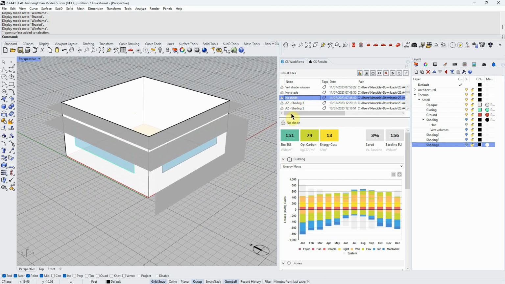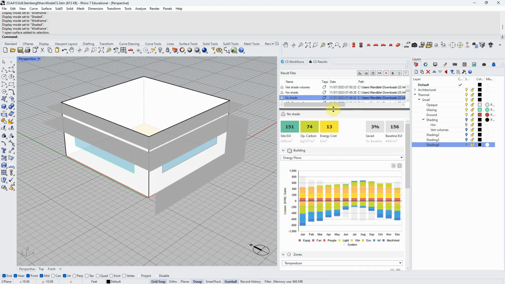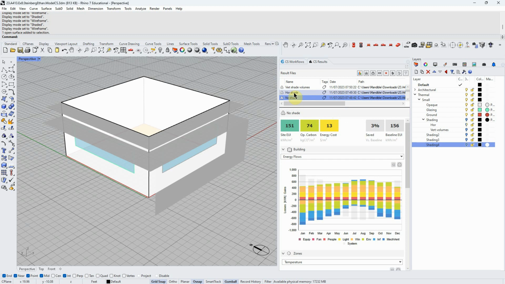So I started with no shade, and this is my output. It makes sense. Then I added the horizontal shading that you had, and I think this is probably what you got. I definitely got a difference, so that's working, right? And so what happens? Let's look here.